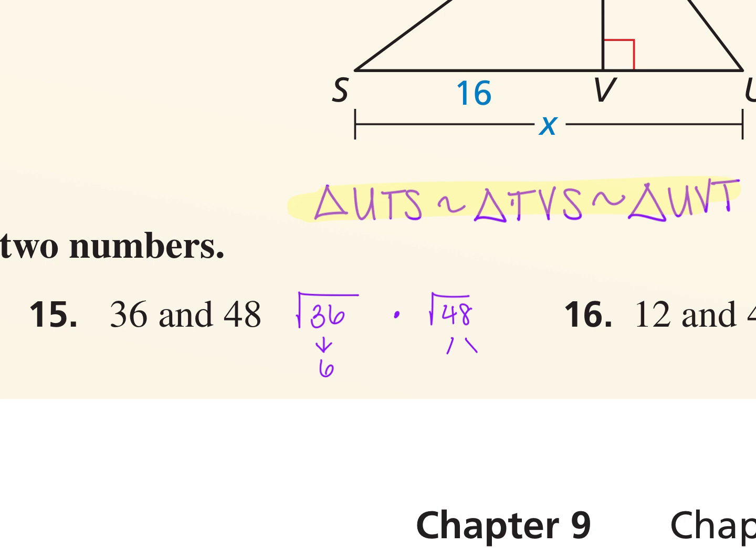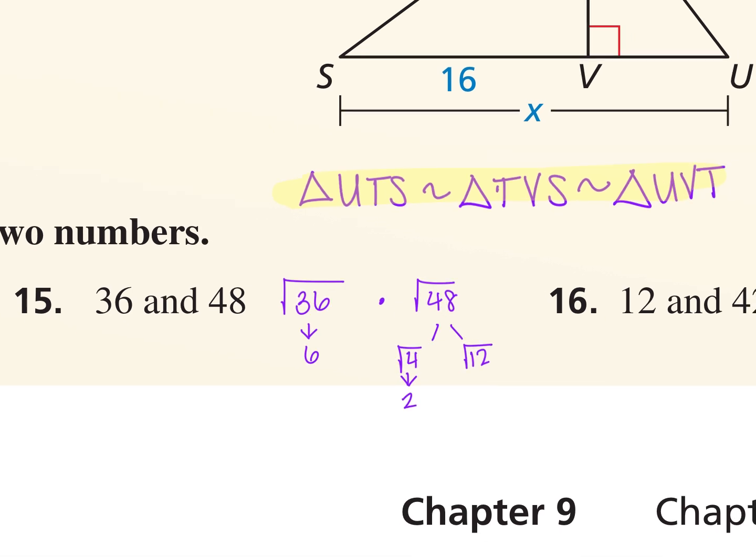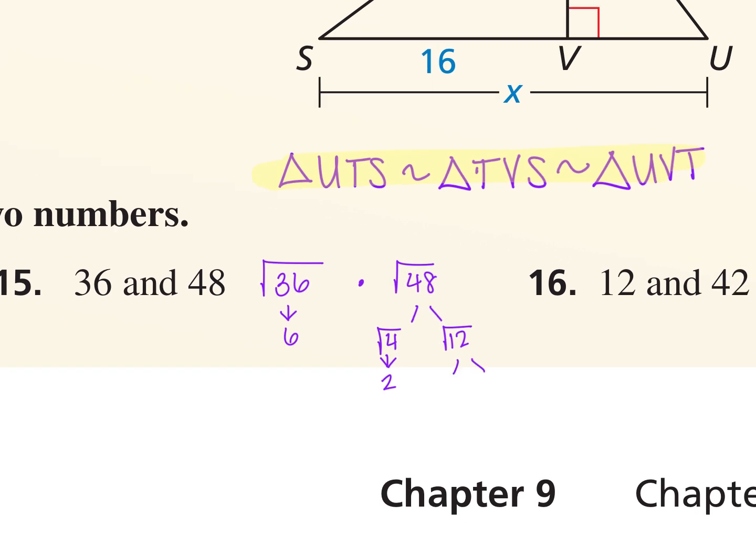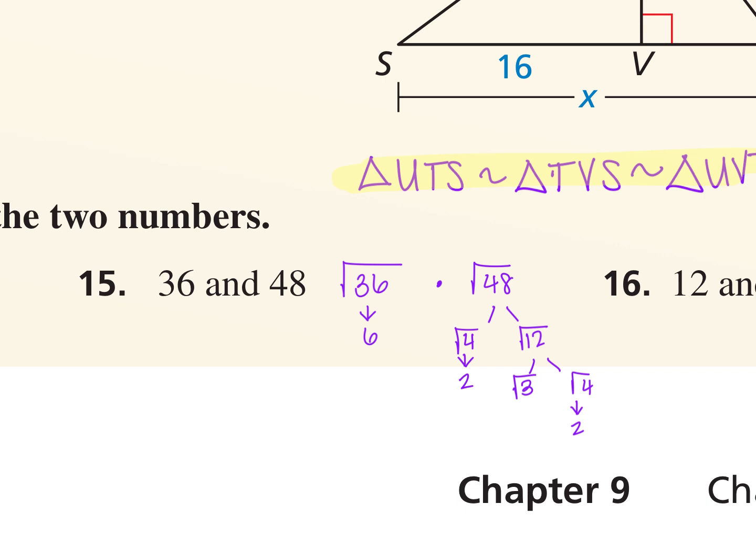And then breaking this up, I'm going to get the square root of 4 and the square root of 12. 4 is perfect. And then I'm going to get the square root of 3 and the square root of 4. And again, 4 is a perfect root. So what do I have left? I have 6 times 2 times 2 times the square root of 3. Multiplying everything together, I'm going to get 24 times the square root of 3, which is my answer because that's the exact answer.